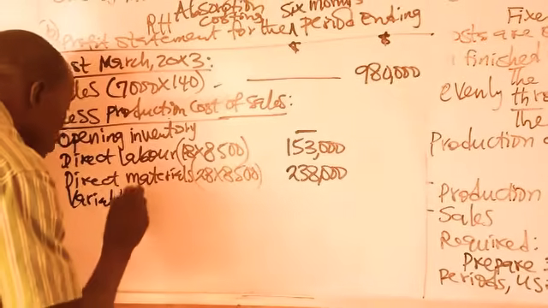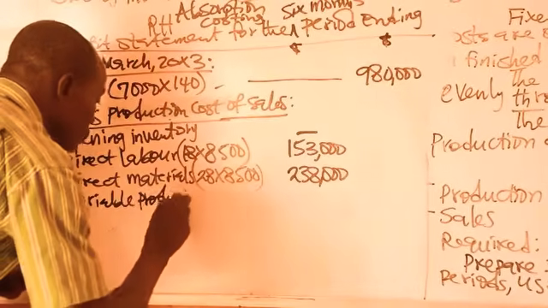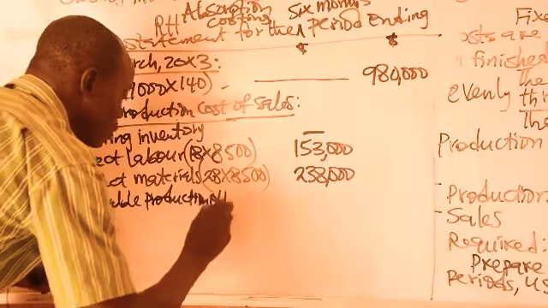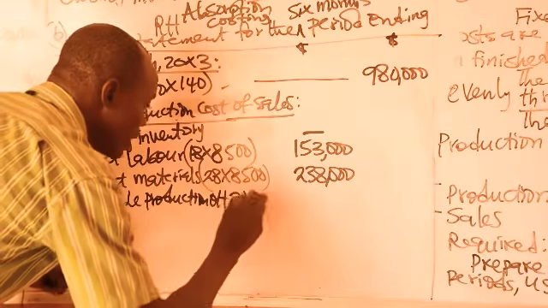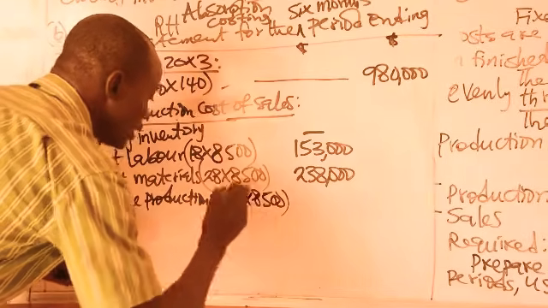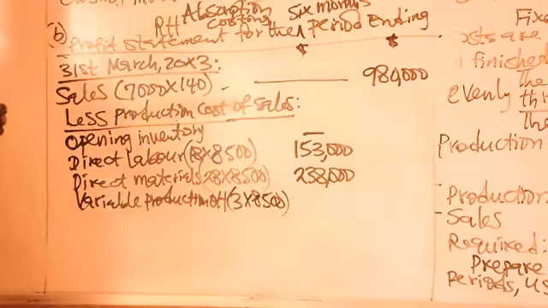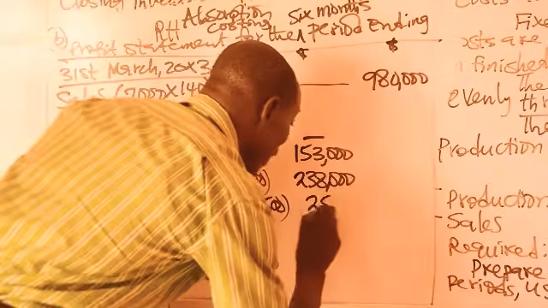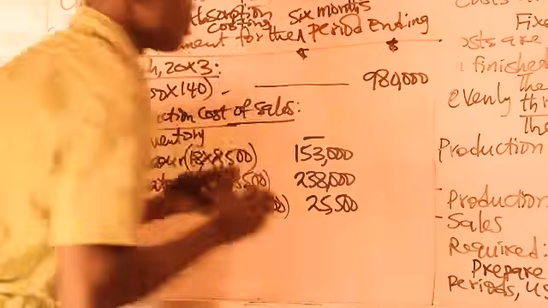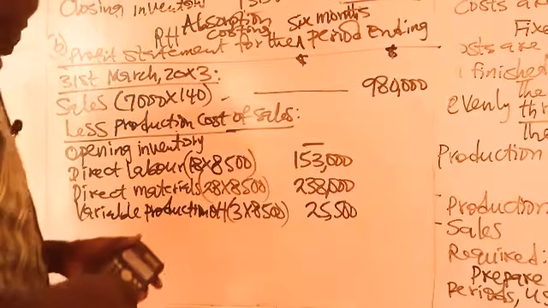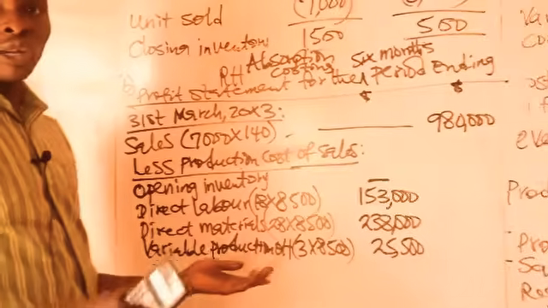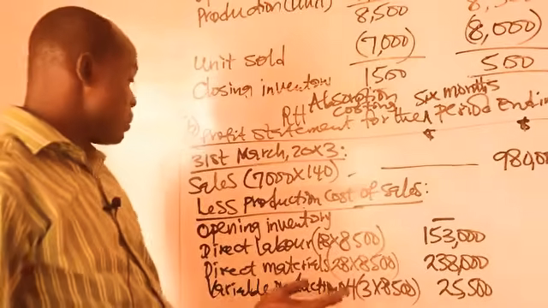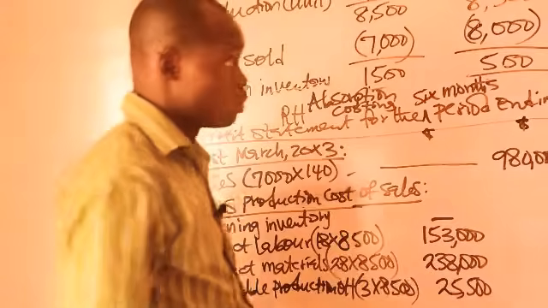Variable production overheads: 3 times 8,500, and that will give us 25,500. I have told you that under absorption costing, fixed production cost will be considered too.